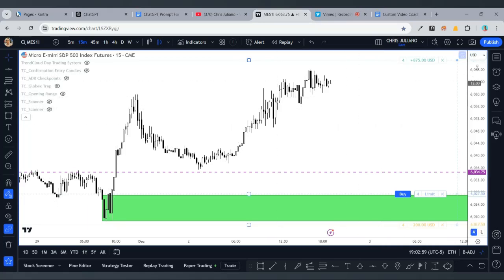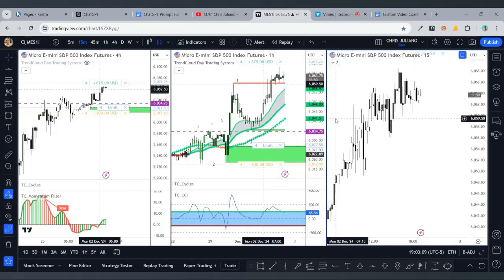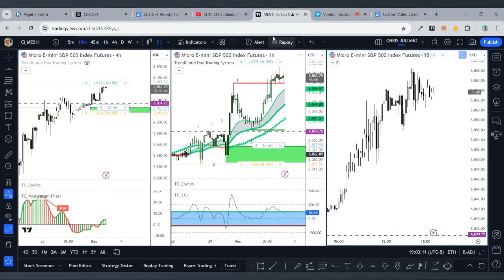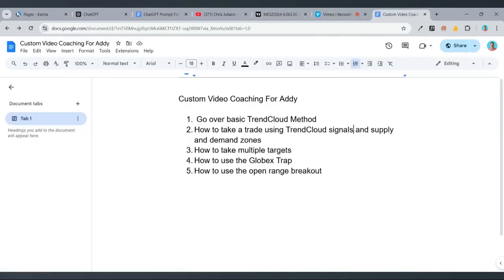Okay? Now, let's go over a couple of the strategies that you wanted to see. You wanted to see the Globex trap and how to use that. And then I'm also going to show you how to use the opening range breakout. Okay, so let me set this up for Globex trap. Okay, so we've gone over the basic TrendCloud method, how to take a trade using the TrendCloud signals and supply and demand zones, how to take multiple targets, where to get into the trade, where to get out of the trade. Now we're going to look at the Globex trap.